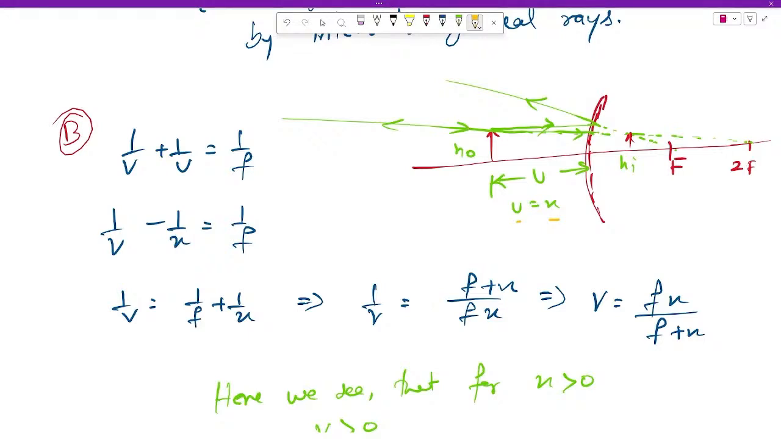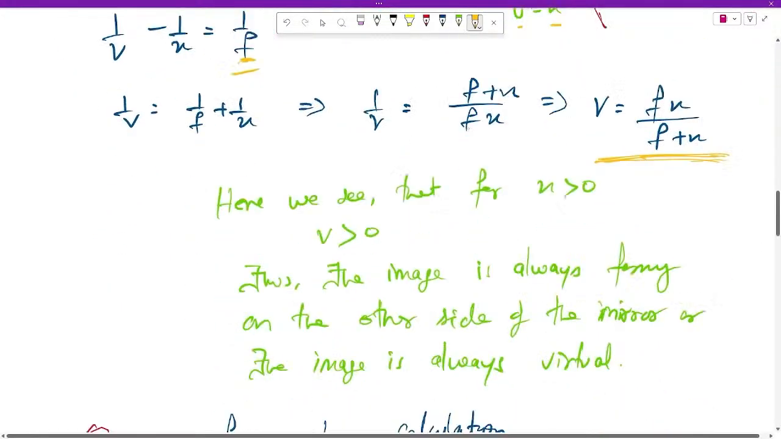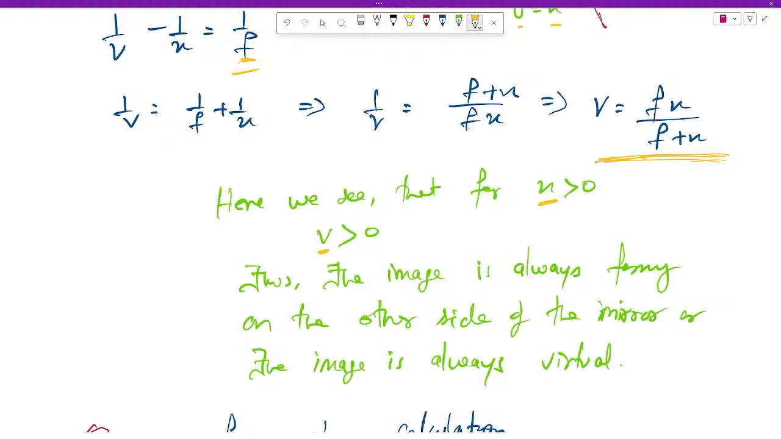Substituting in this mirror equation, we will get 1 by v minus 1 by x equals 1 by f. Here f is positive because it is a convex mirror. Simplifying this, we get the expression for v, that is fx by f plus x. Here we see that for x equals 0, v is 0. Wherever the object is placed, v is always going to be positive. The image is always forming on the other side of the mirror, or the image is always virtual.